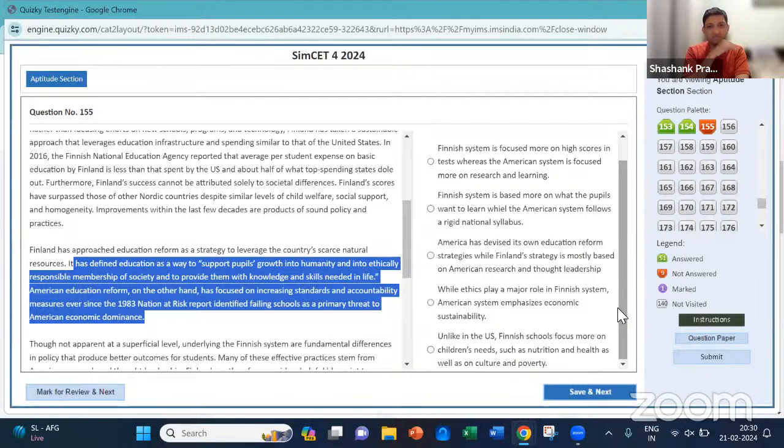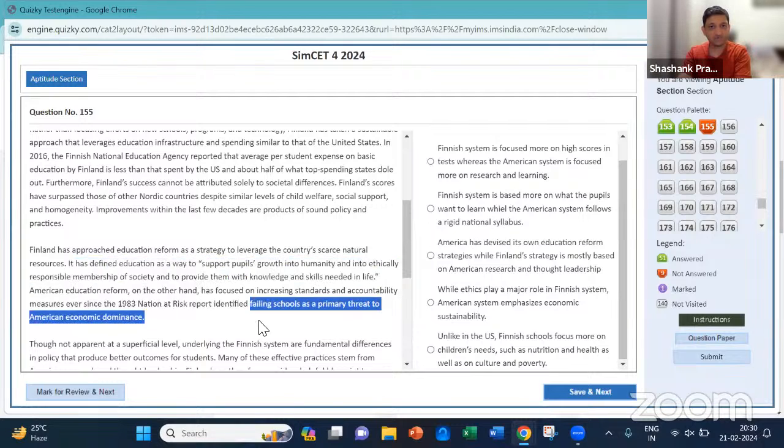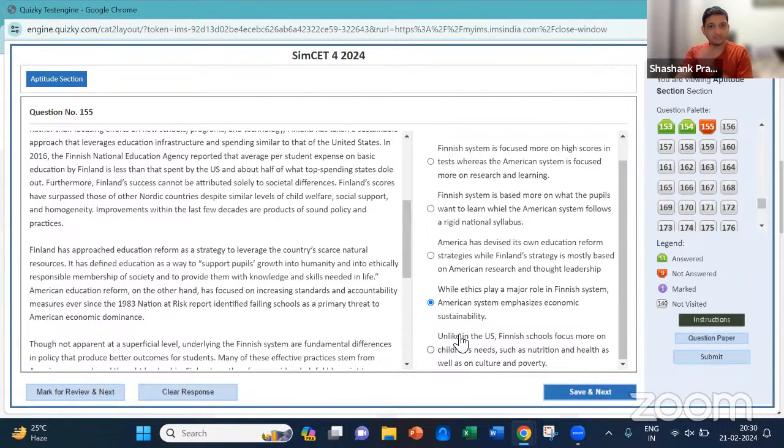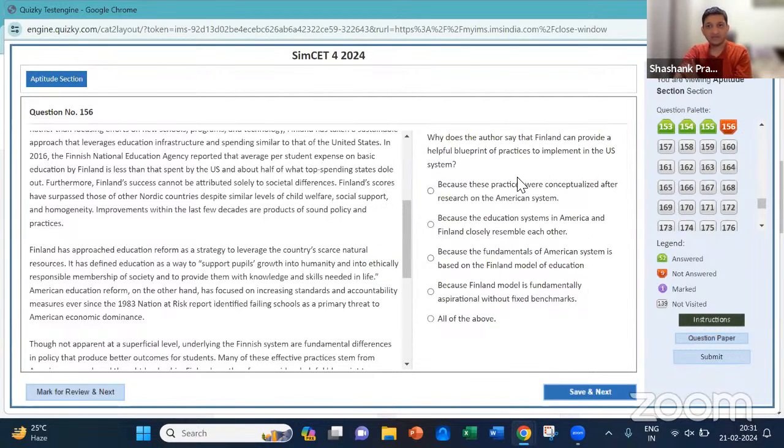Here they are saying that they will give them knowledge and skills in life. Nutrition and health, fifth option, so I think it's out. High scores in tests, I don't think it's right. I like two more. Three, I don't think it's very good. Four, I think is good because they are looking at failing schools as a primary threat to American game. I think this is fine. Yeah, ethically responsible, right? Okay, let's go with this.